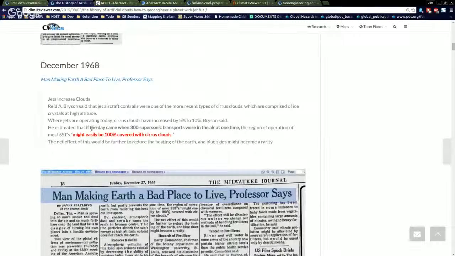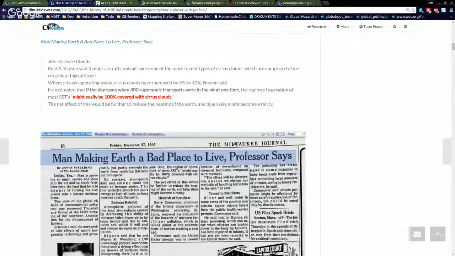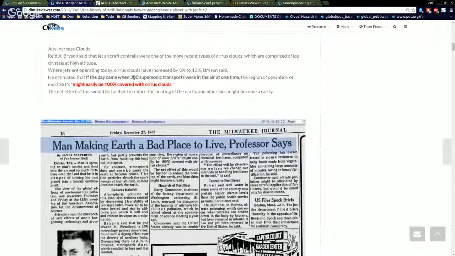So here we go. 1968, there's a scientist, Reid A. Bryson, and he was quoted as saying, man making Earth a bad place to live, professor says. And he says, where jets are operated today, cirrus clouds have increased by 5 to 10%. He estimated that if the day came when 300 supersonic transports were in the air at one time, the region of operation of most supersonic transports might easily be 100% covered in cirrus clouds. Cirrus clouds are persistent contrails, are chemtrails. Anyway, so this guy said if there was 300 planes in the air that it might cover the whole dang sky.